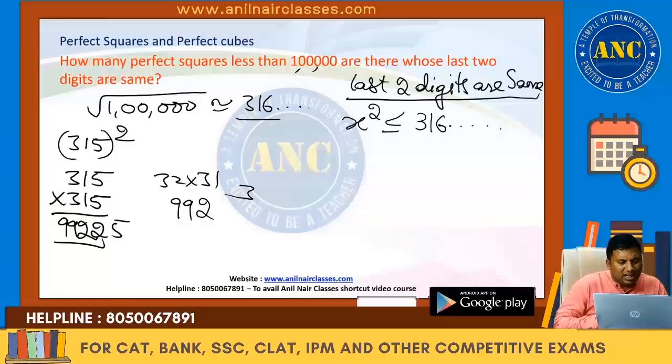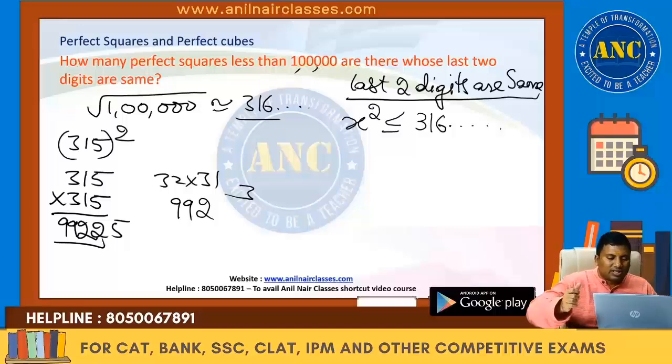I hope it is clear, right? Because 99225 and 1 lakh have a heavy difference of 7000. So I am sure that it should be greater than or equivalent to 316 point something. How many perfect squares less than 1 lakh are there whose last two digits are same?